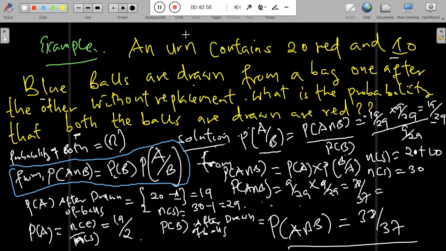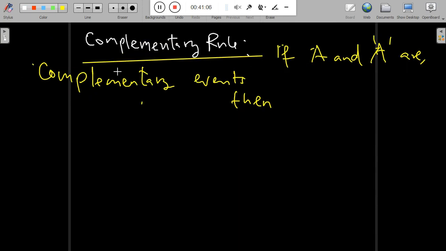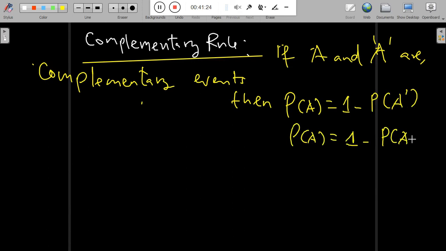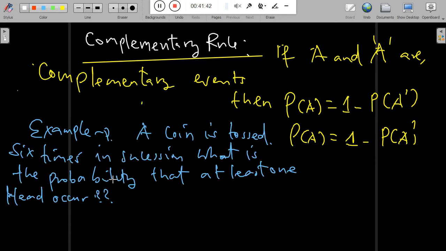Let's check another example. Let's look at the complement rule. This is the last rule among the main rules of probability. So suppose A and A complement are complements, the probability of A is given by 1 minus probability of A complement. So for example, a coin is tossed 6 times in succession. What is the probability that at least one head will occur?